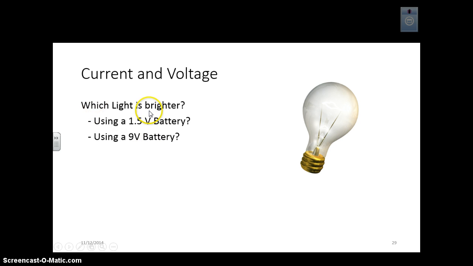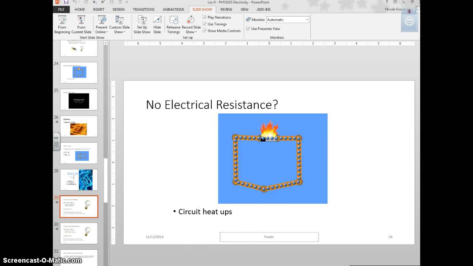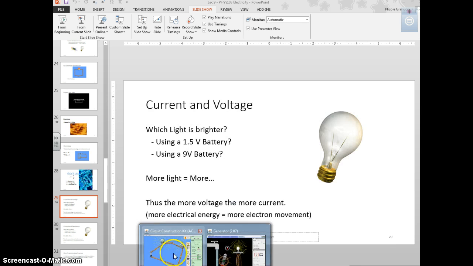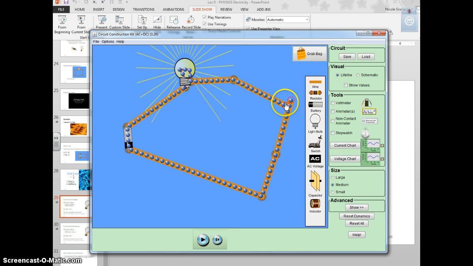So which light is brighter? A 1.5 volt battery, so like a AA, or a 9 volt? If you said 9 volt, you are correct. If there's more voltage, there's more current. We can literally prove this. Let's get rid of one of these just for now and do this. Play.